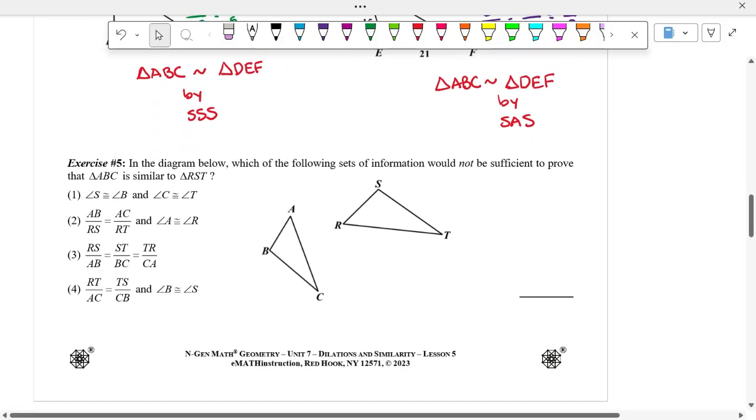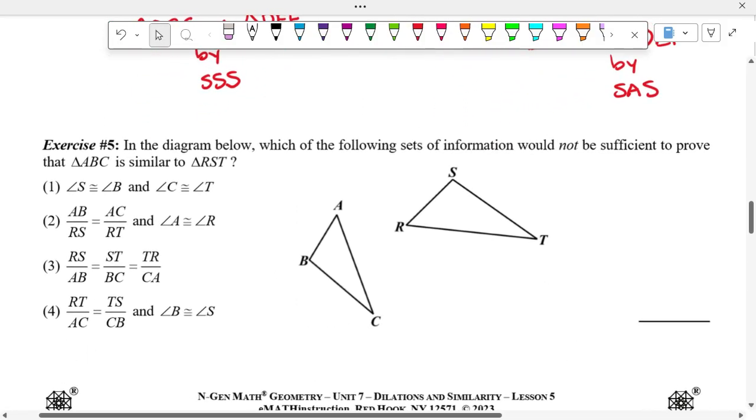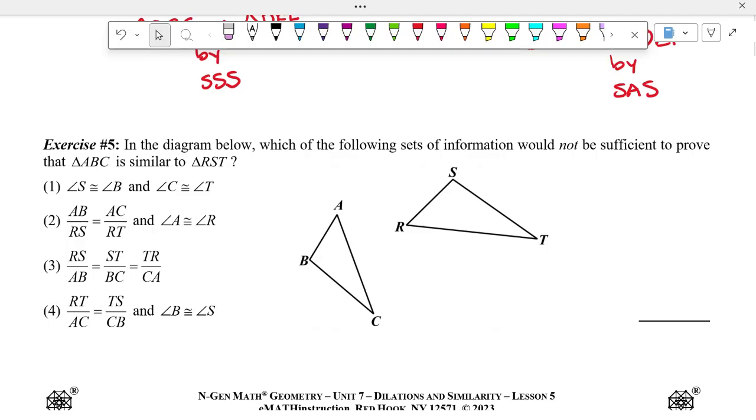All right, last one. It just wants to know which of these angle choices will not show similarity. So which of these listed would not be enough to show similarity? Let's just go through it. First off, we got to look at how the triangles are labeled so we can figure out where the corresponding sides are. So ABC, RST.